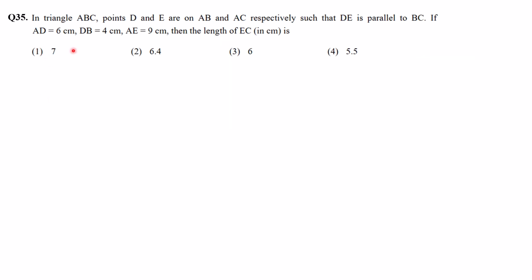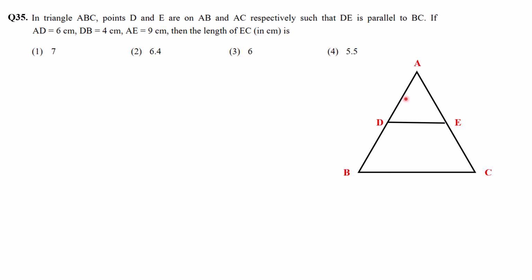Now question number 35. In triangle ABC, points D and E are on AB and AC respectively such that DE is parallel to BC. If AD equal to 6 cm, DB equal to 4 cm, AE equal to 9 cm, then find the length of EC. Okay, so let's draw the figure first. So this is the triangle where DE is parallel to BC. And the measurements are given over here. AD is 6 cm, DB is 4, AE is 9, and EC I have to find, so I'll assume it as X.